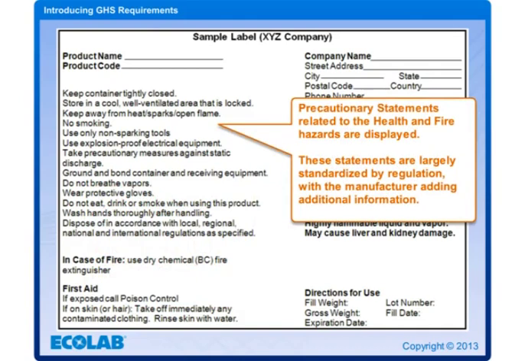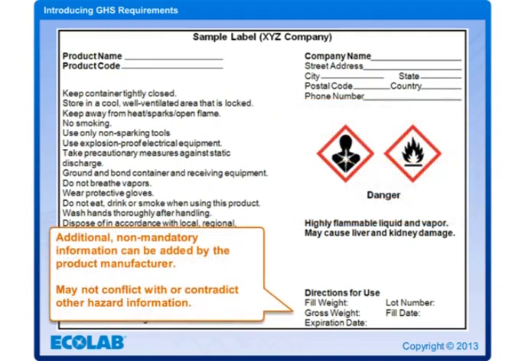Precautionary statements related to the health and fire hazards are displayed. These statements are largely standardized by regulation, with the manufacturer adding additional information. These statements basically explain the pictograms, signal words, and hazard statements in more detail. This information here is not mandatory, but can be added by the product manufacturer. In case you are wondering, this information may not conflict with or contradict other hazard information.